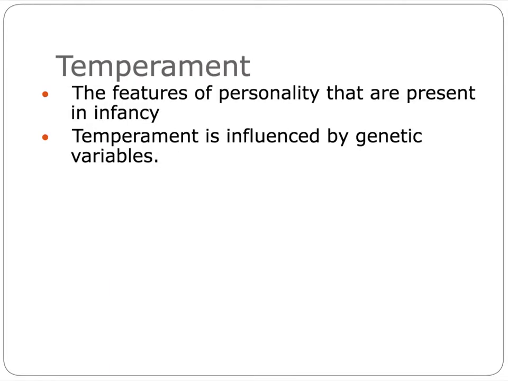Also, everyone has a temperament. And a person's temperament usually becomes more stable over time. It's usually influenced, as I said, by genetic variables. It's present from the get-go. You may see someone who's always been very calm, low-key, easygoing, whereas others can fly off the handle.